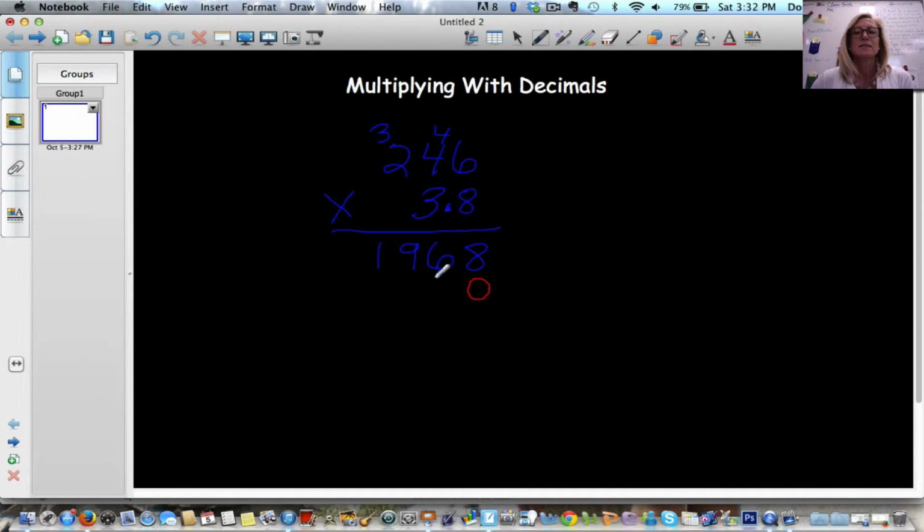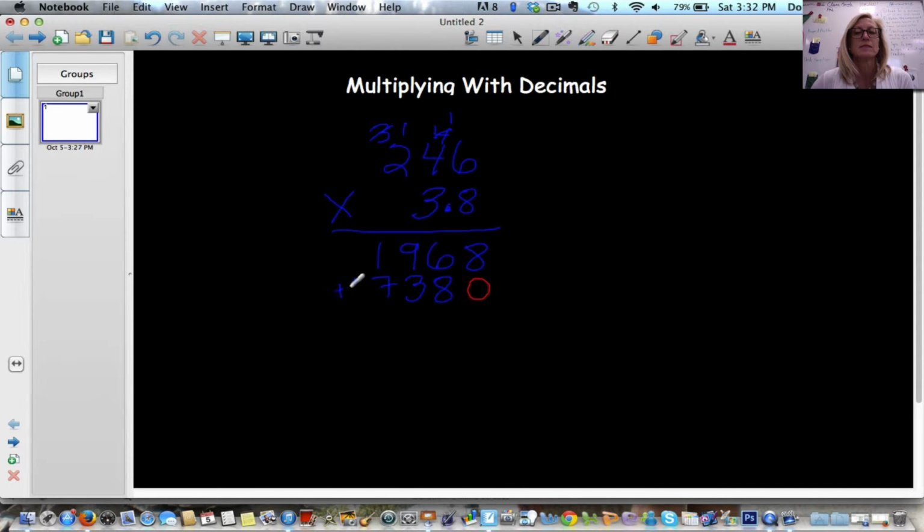3 times 6 is 18, so I'm going to put the 8 here, and I'm going to carry the 1. 3 times 4 is 12, plus 1 is 13. So I'm going to put the 3 down and carry the 1. I'm going to cross those out so I'm not confused by them. And 3 times 2 is 6, plus 1 is 7.